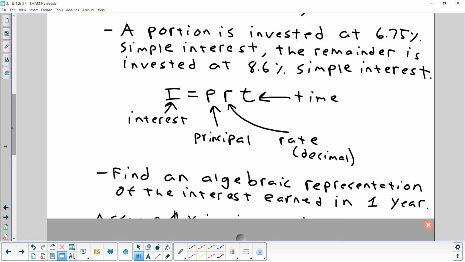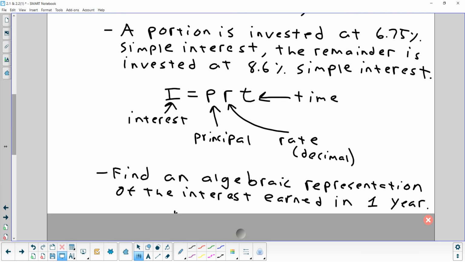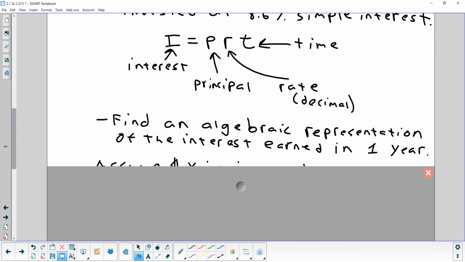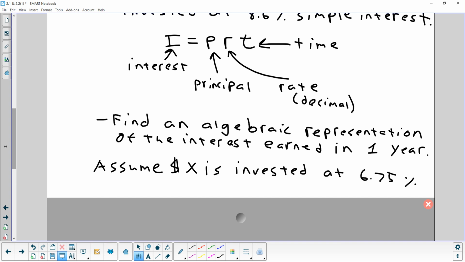So what they want us to find here is an equation that represents the amount of interest Bill would earn in 1 year. And to start us off, they give us this information. Assume that Bill invests X dollars at 6.75%. What is this in my formula up above? The X dollars, Michael? P. P, that's my principal. It's how much money is being invested.